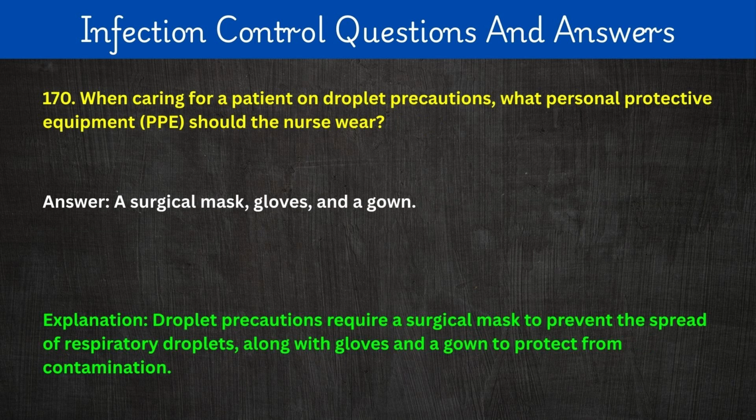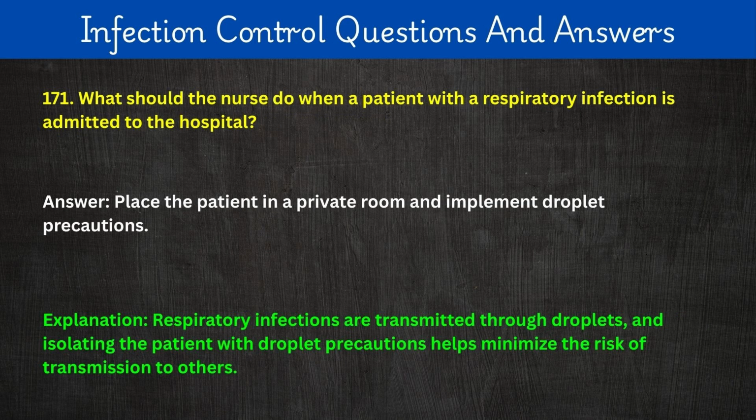170. When caring for a patient on droplet precautions, what personal protective equipment, PPE, should the nurse wear? Answer. A surgical mask, gloves, and a gown. Explanation. Droplet precautions require a surgical mask to prevent the spread of respiratory droplets, along with gloves and a gown to protect from contamination.